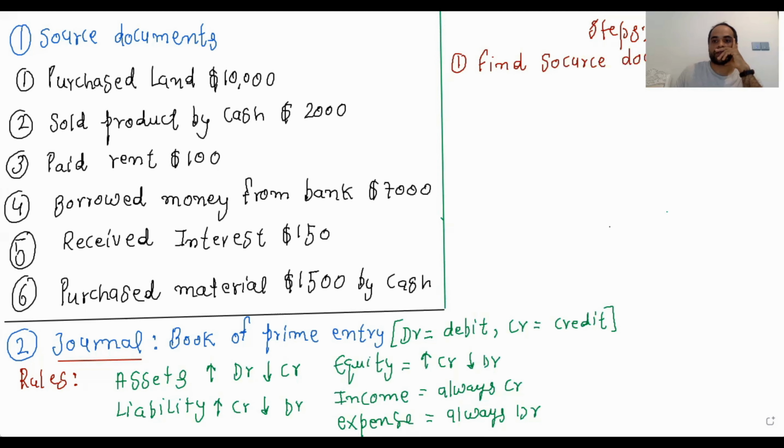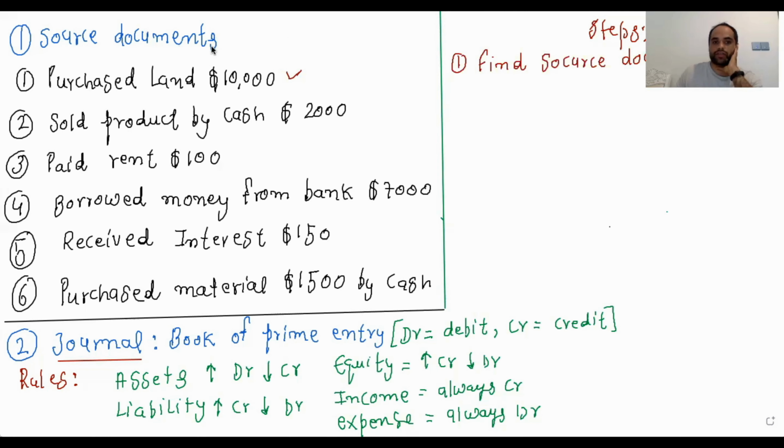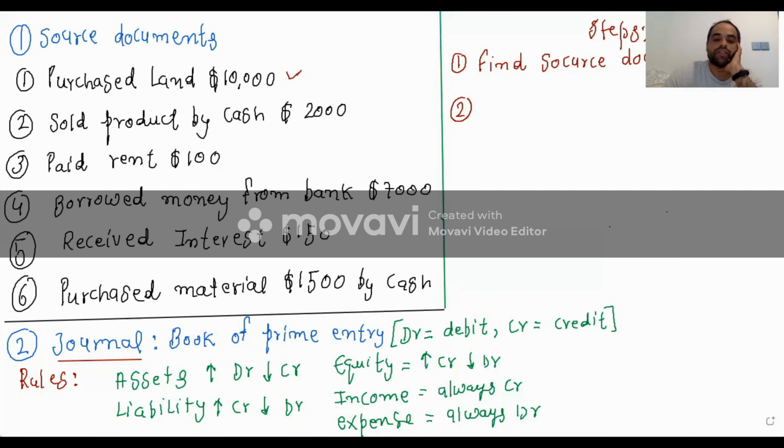Find source document, right? So here we find the first source document. For example, if we look at this one, the first source document is purchase land 10,000, right? So we already have the source document. Now, step number 2 is, after finding a source document, we will find which accounts are affected.